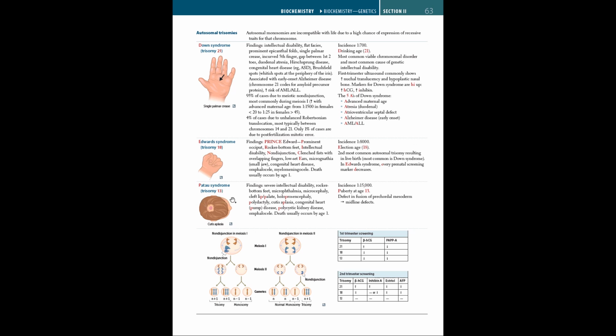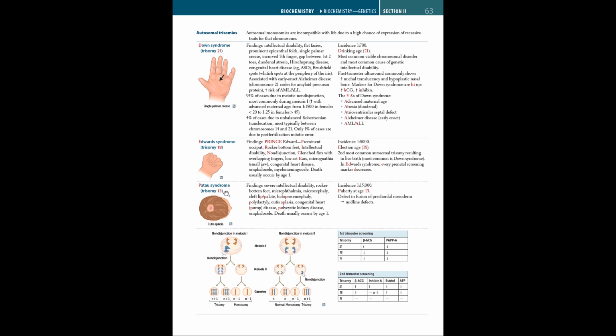Next, we have Patau syndrome, or trisomy 13, and the findings are severe intellectual disability, rocker bottom feet, microphthalmia, microcephaly, cleft lip or palate, holoprosencephaly, polydactyly, cutis aplasia, congenital heart disease, polycystic kidney disease, omphalocele, and death usually occurs by 1 age. Now, the incidence is again quite more rare. It's 1 out of 15,000.